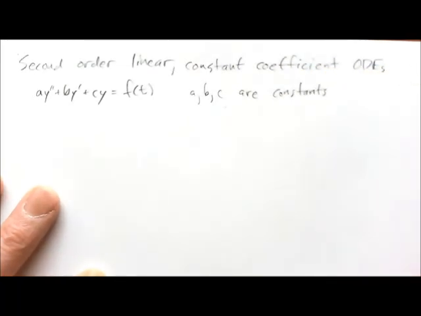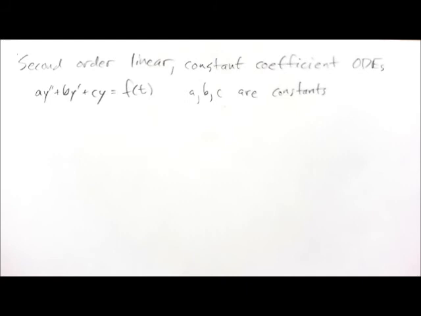These types of equations come up in mechanical systems and electrical systems. So they're going to be a major thing that we'll study this term. The first thing we want to note here is that our independent variable is t, our dependent variable is y. So let's start with this.